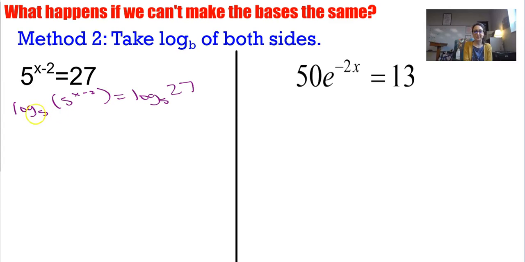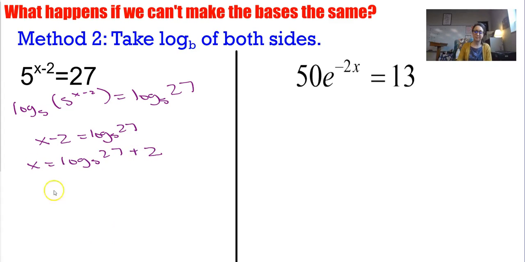So when you have a log and an exponential piece right next to each other, and their bases are the same, these cancel, and you're left with just x minus 2 on the left. And then on the right, you have log base 5 of 27, which we can plug into the calculator. I'll show you how to in just a bit. So as an exact answer, x equals log base 5 of 27 plus 2.